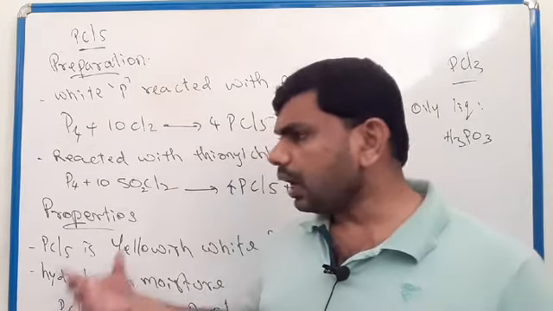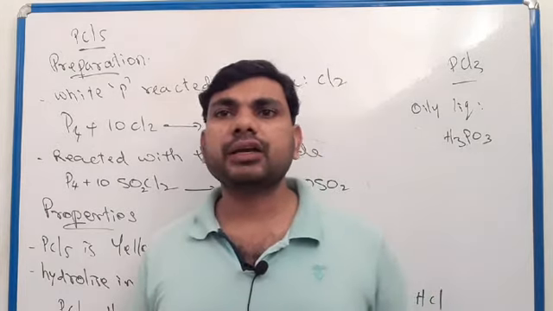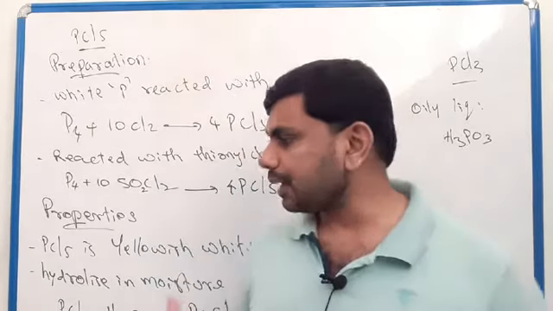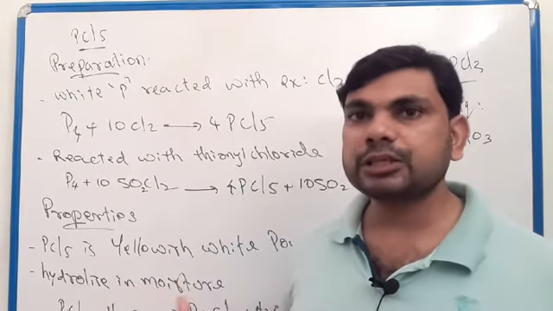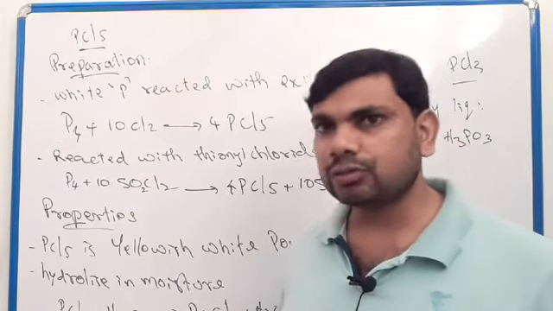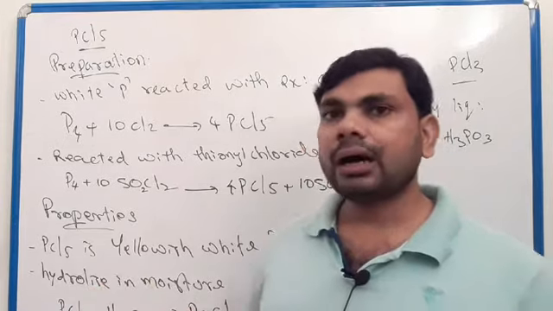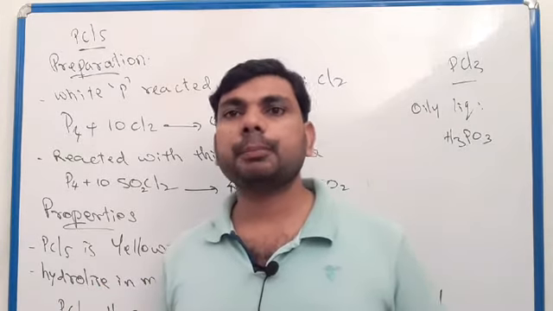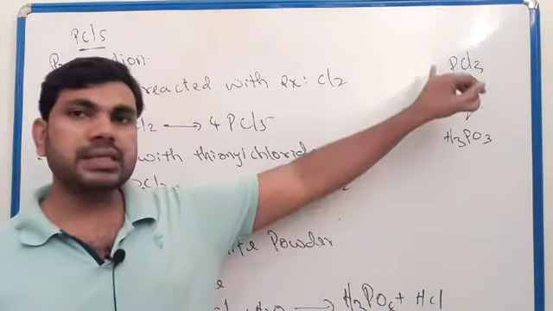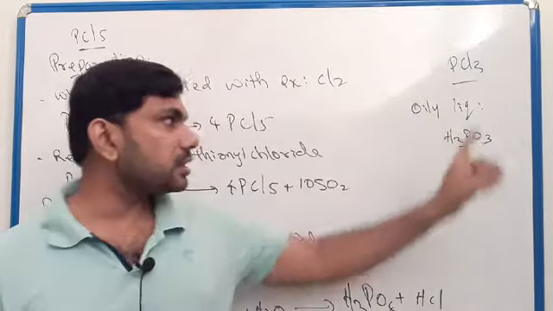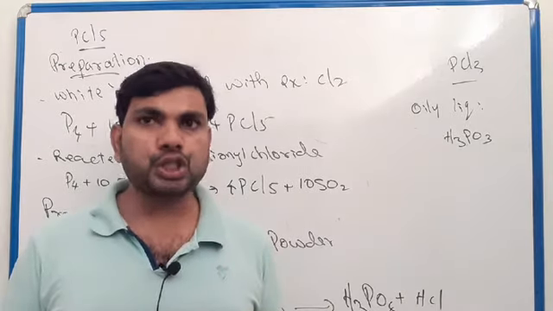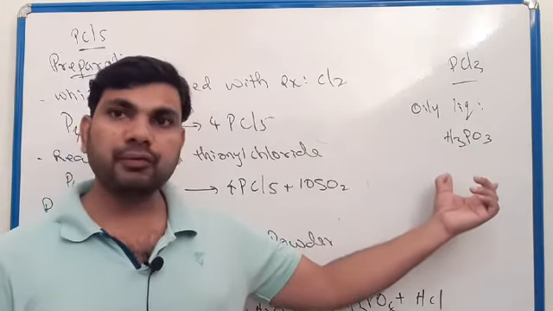Clear? After that we have to understand different properties of phosphorus pentachloride. Phosphorus pentachloride is a yellowish white powder. Also it will hydrolyze. PCl5 hydrolyzes in moisture and produces H3PO4. We discussed before PCl3, a colorless liquid, and after hydrolysis in moisture it produces H3PO3, phosphorus acid.